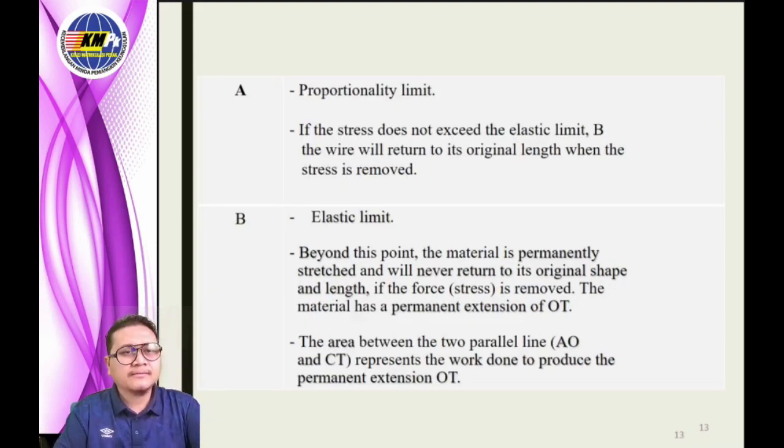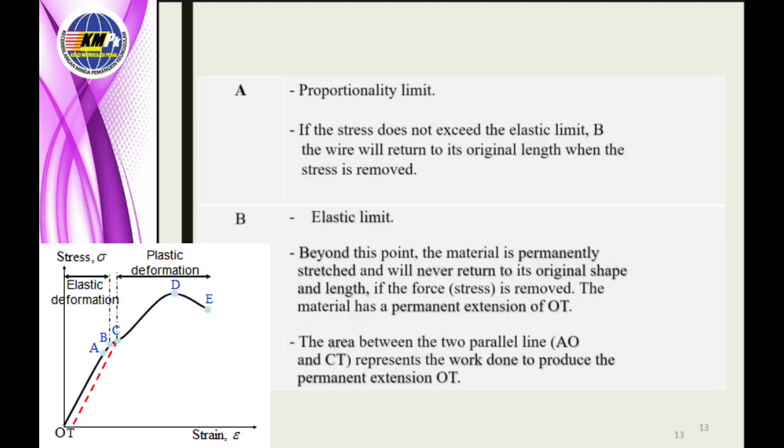Next, let's look at what we have at point A. Point A is called the proportionality limit. If the stress does not exceed the elastic limit, the wire will return to its original length when the stress is removed, which means the object returns back to its original shape.